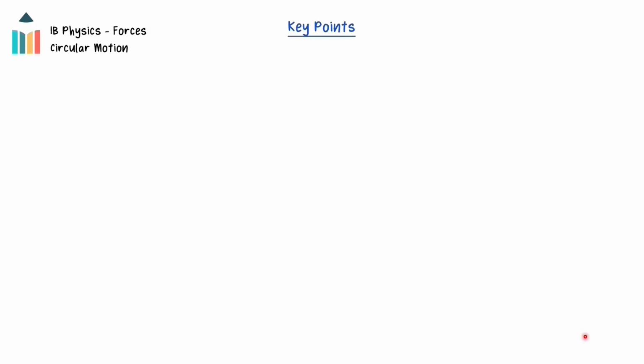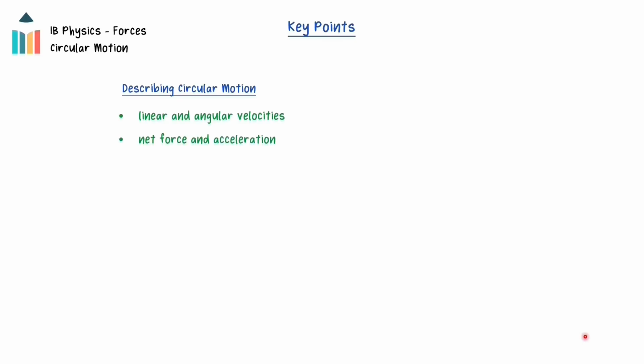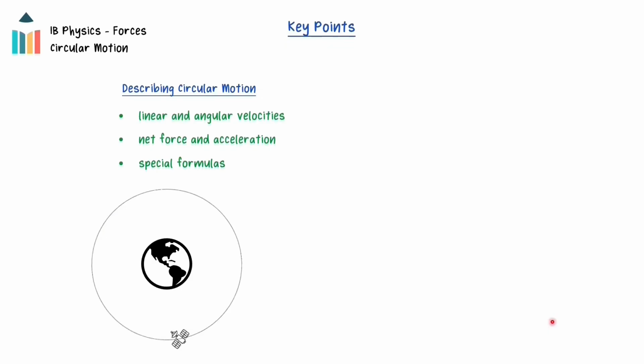In this video, we will explore a specific type of motion called uniform circular motion. First, we will describe the motion in terms of the linear and angular velocities of the object. The net force acting on the object and its acceleration will also be discussed. Then we will discuss some of the formulas that apply to an object moving in constant circular motion.